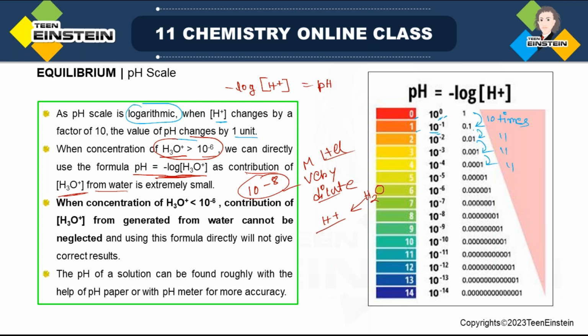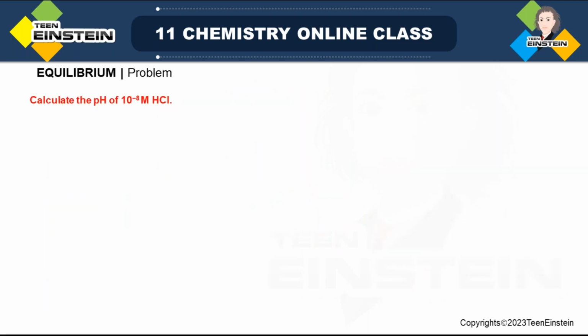Okay. Next, we will solve a problem where you will see how to proceed, not by directly using the formula minus log H plus, when the concentration is lesser than 10 to the power minus 6, like this example, 10 to the power minus 8 molar HCl. For this solution, what is the pH? If you directly use the formula, you will get pH value 8, but that is not correct. The pH value should be lesser than 7. It is very dilute, but pH cannot be greater than 7. It has to be lesser than 7. So how to solve this type of problem when the concentration is lesser than 10 to the power minus 6?